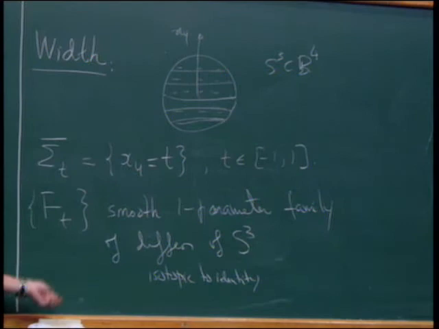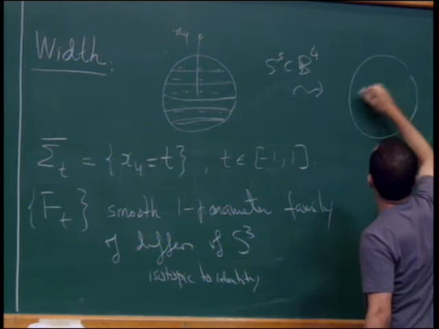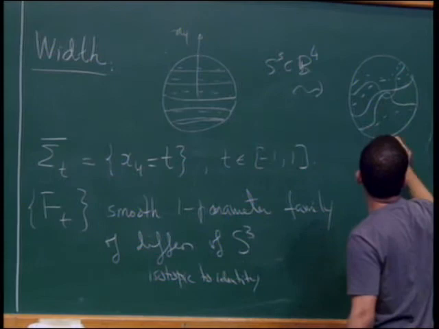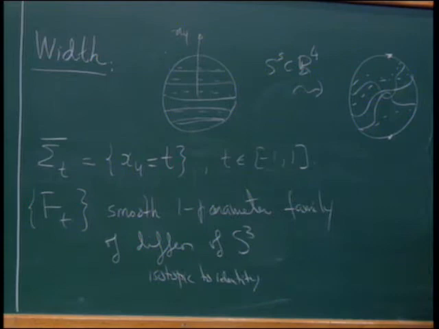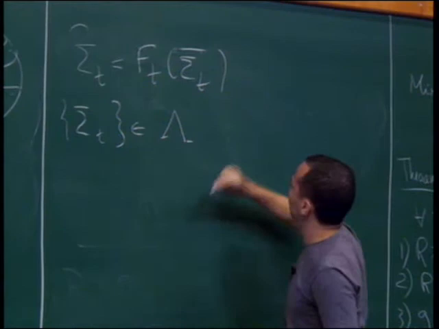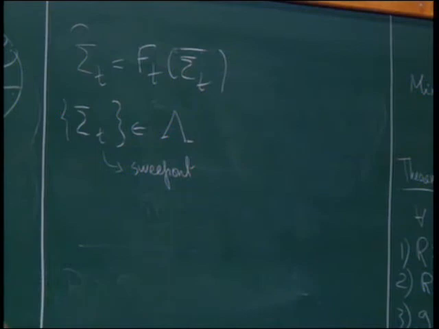So what you do is that for each sigma t, if you apply the diffeomorphism, you get what we call a sweepout. Maybe the surfaces intersect each other now, because the diffeomorphism can depend on the surface. So you define sigma t to be the image of sigma t bar under the diffeomorphism Ft. So sigma t is just Ft of sigma t bar. And this family of surfaces is what we call a family of sweepouts. So this sigma t is a sweepout of the sphere. So you have this class of sweepouts of spheres in S3.